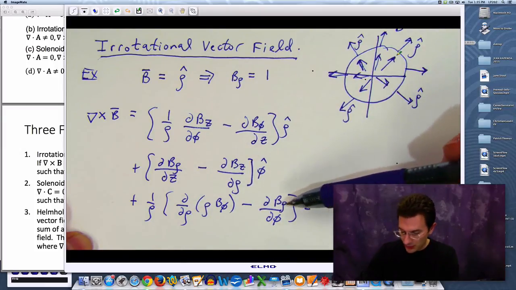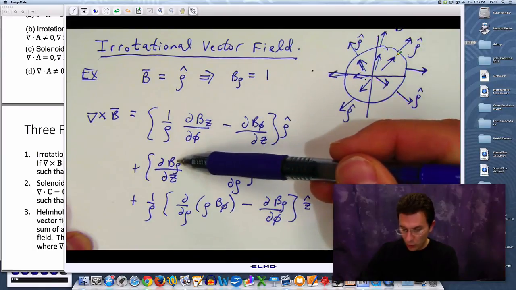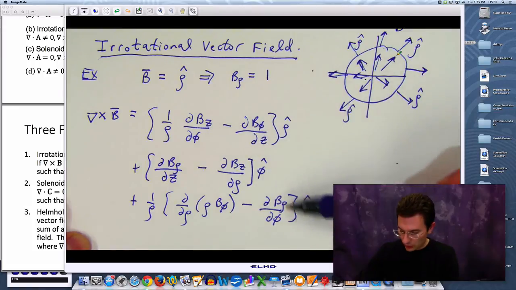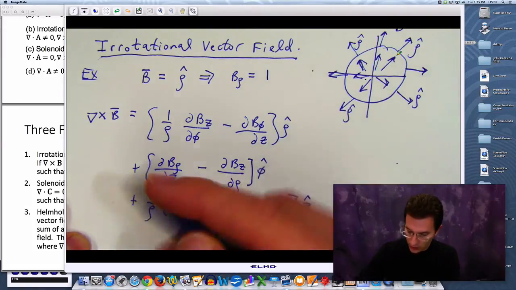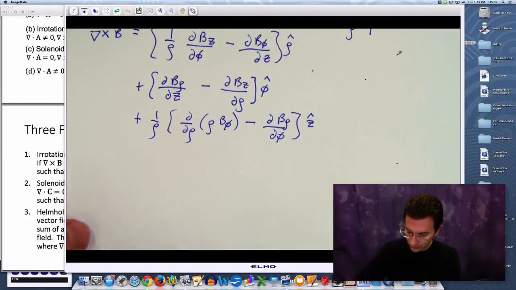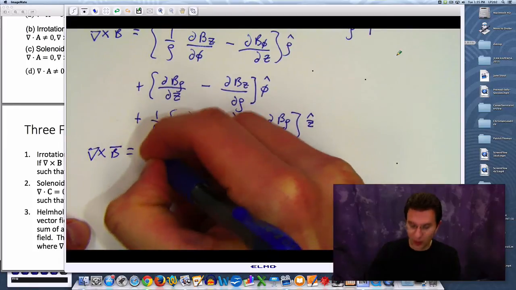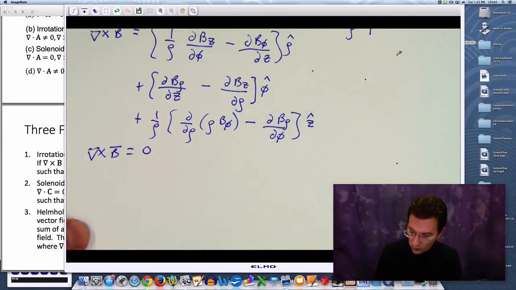But in this case, the partial derivative of 1 with respect to z is just 0, okay? The partial derivative of 1 with respect to phi is 0. So in fact, for this particular vector field, the curl of B is 0, okay? Therefore, this is an example of an irrotational vector field.